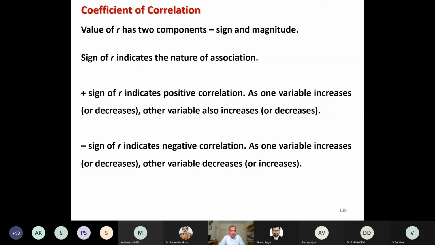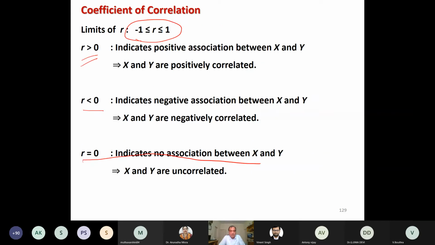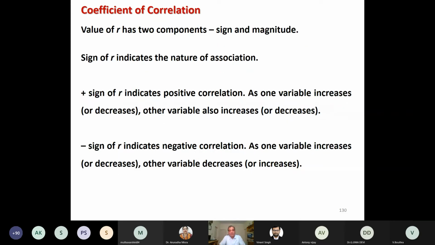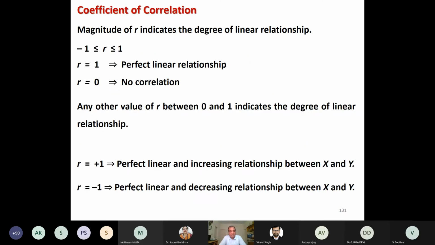So you can see when you are talking about this correlation coefficient, it has two things: one is the magnitude, and another is the sign. If the sign of the correlation coefficient is positive, that will indicate positive correlation, and the negative sign will indicate negative correlation, as simple as that. And what is the meaning of positive and negative correlation? I already explained that if one variable increases, another also increases, or if one variable increases, the other variable decreases. Right. So there should not be any problem.